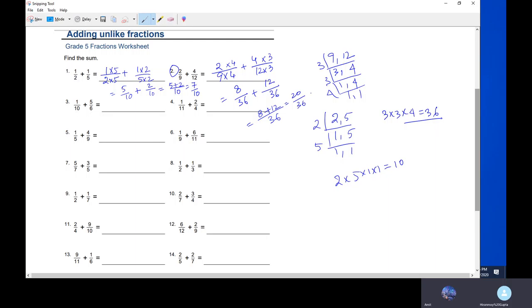You can still simplify, as 4 5s are 20 and 4 9s are 36. Okay, is it making sense? So the answer is 5 over 9. 5 over 9. Okay. Every time you have to find the LCM, then you have to make the same denominator.